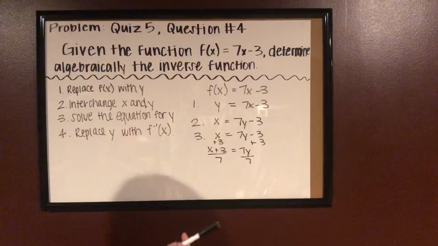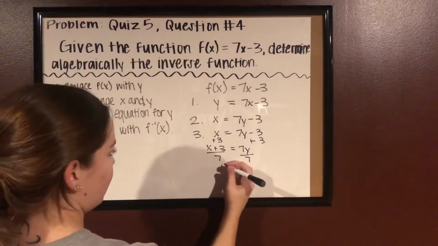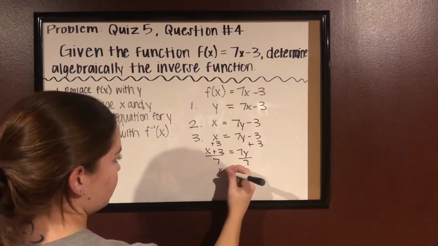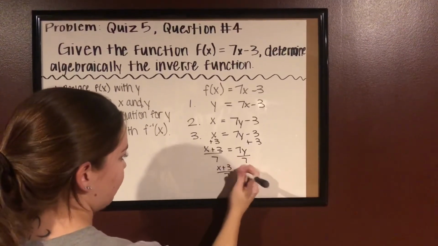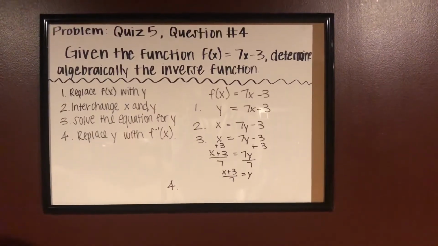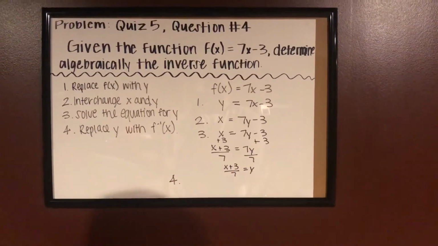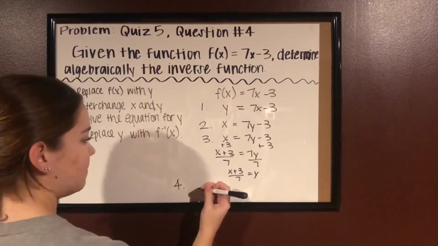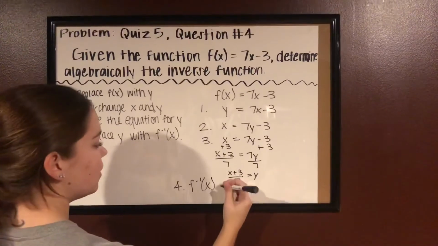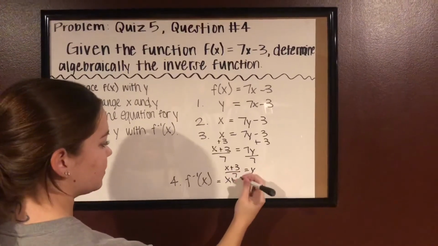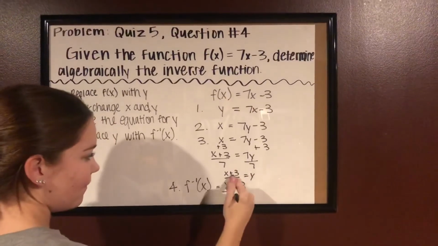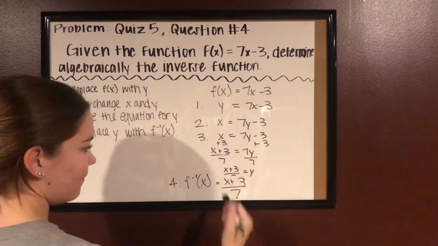And then the final answer would be x plus 3 divided by 7 equals y. And then the fourth step would be to replace y with the notation. So it would be f minus 1 of x equals x plus 3 divided by 7.